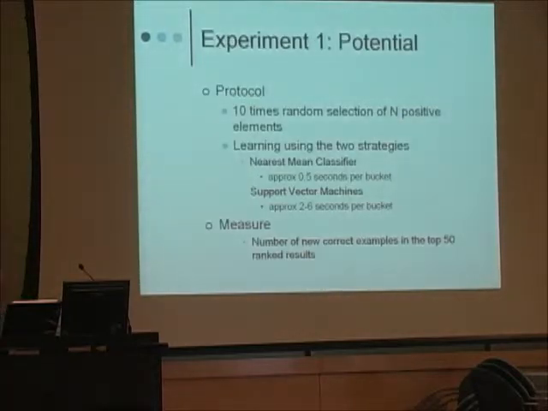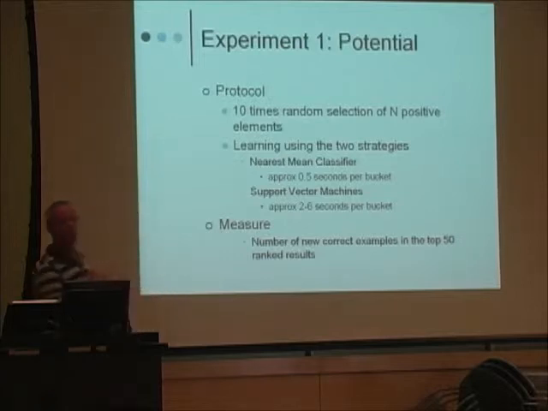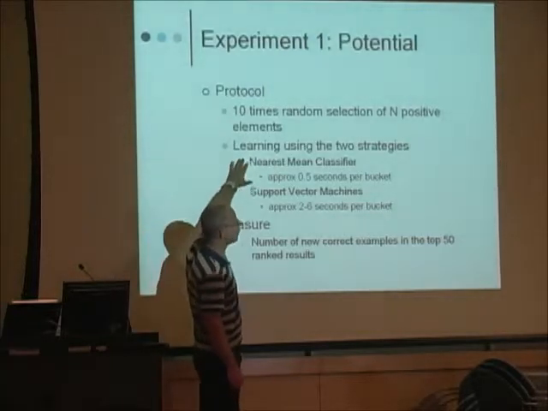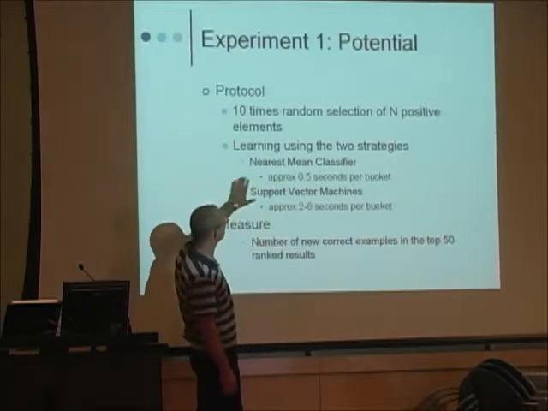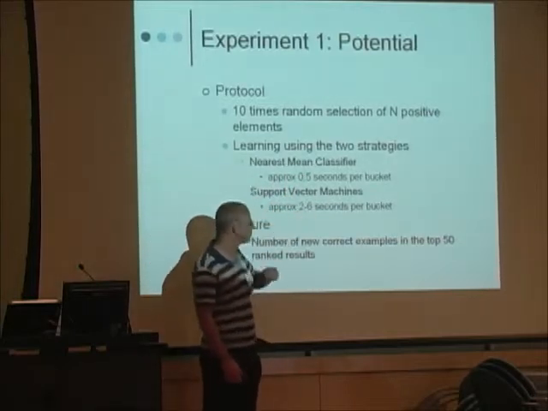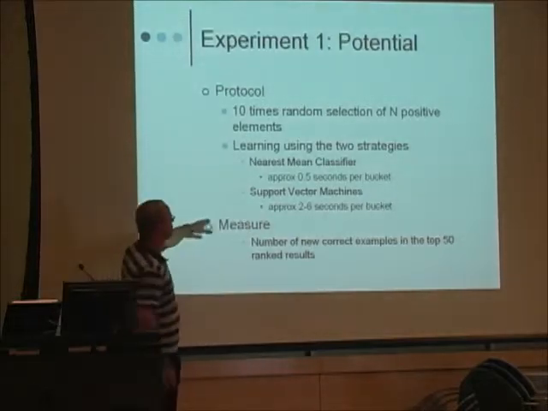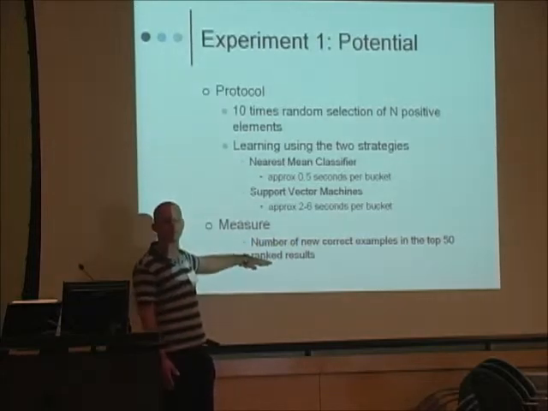So the first experiment, to see the potential of relevance feedback. Should we do it or not? What we do is, 10 times we take random selections out of the positive elements. So we take n positive elements 10 times. We learn using the two strategies. The nearest mean classifier, which for this data set takes something like half a second per bucket, and support vector machines, between 2 and 6 seconds per bucket. And we just measure the number of new correct examples in the top 50 results.